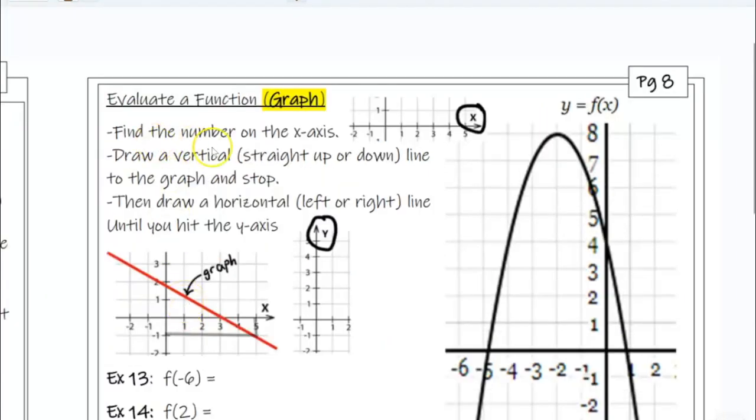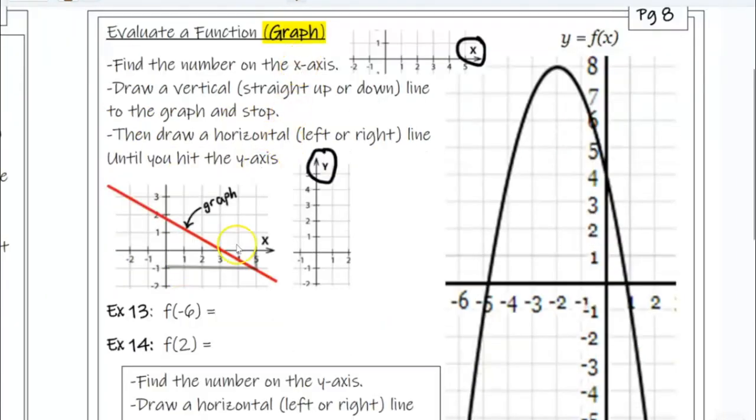All right, so it says find the number on the x-axis. Okay, so what's the number I'm looking for? The input I'm given is -6. So this is my question here. These are just notes right here. So f of, and you can see y is f of x, so this is the f of x. F of -6, so it says find the number, which is right here. Okay, draw a vertical line. That means straight up and down. Okay, so I'm going to draw a vertical line straight up and down.